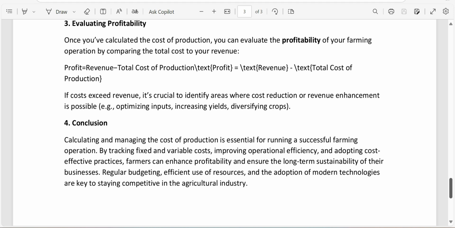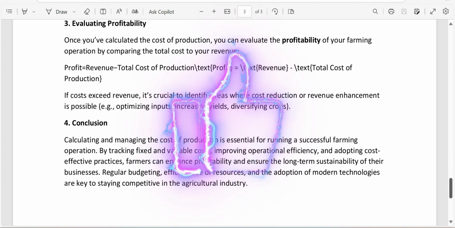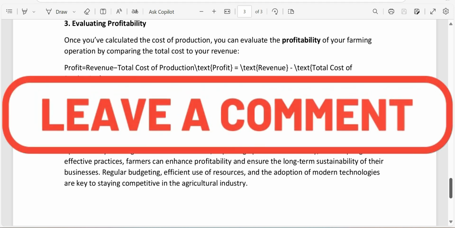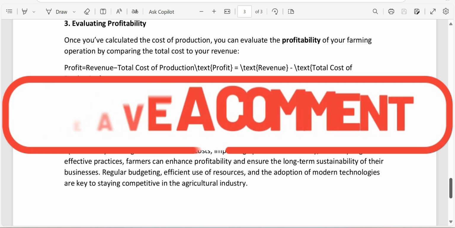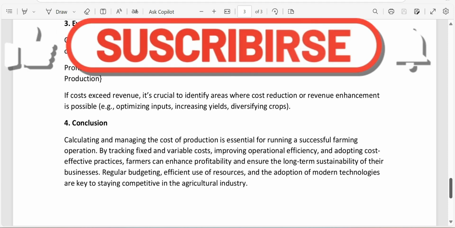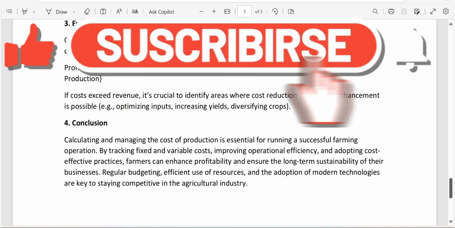4. Conclusion. Calculating and managing the cost of production is essential for running a successful farming operation. By tracking fixed and variable costs, improving operational efficiency, and adopting cost-effective practices, farmers can enhance profitability and ensure the long-term sustainability of their businesses. Regular budgeting, efficient use of resources, and the adoption of modern technologies are key to staying competitive in the agricultural industry.